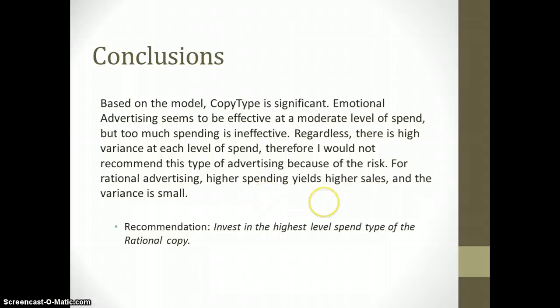So based on this model and looking at the types, the copy type is definitely significant. The emotional advertising seems to be effective at a moderate level of spend, but too much is ineffective. And also, there is a high variance at each level of spend for emotional. That signifies that there's some risk. So I would not recommend spending on emotional advertising for this drug. For the rational advertising, higher spending gives us higher sales, and the variance is small. So I would recommend that we spend the $8 per 100 prospective customers to see our sales increase at the highest level.